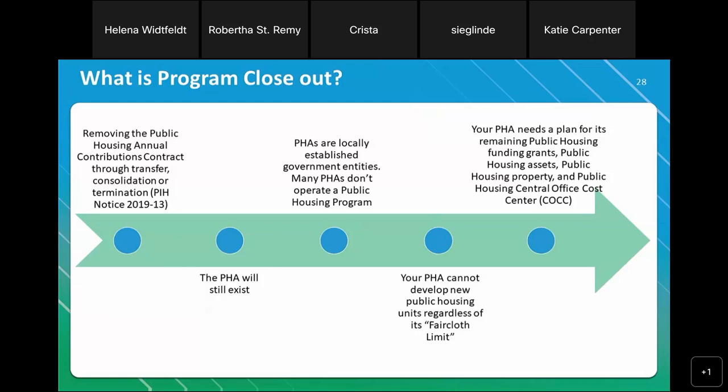That option is closed. And then your PHA needs a plan for its remaining public housing funding grants that you may have, the public housing assets that you have on the books, whether you have OPEB or no OPEB, any other housing programs that you carry, as well as your potential Central Office Cost Center, or in short, COCC. So it does come with some stuff, but it can all be sorted out, and it's a tool, it's a consideration. Next slide, please.